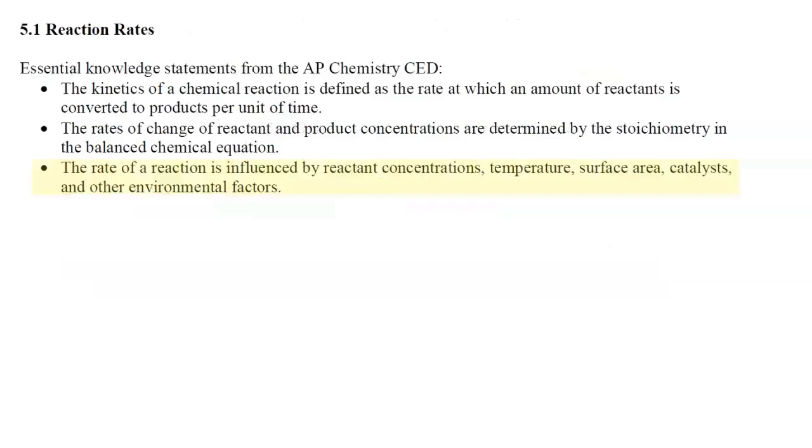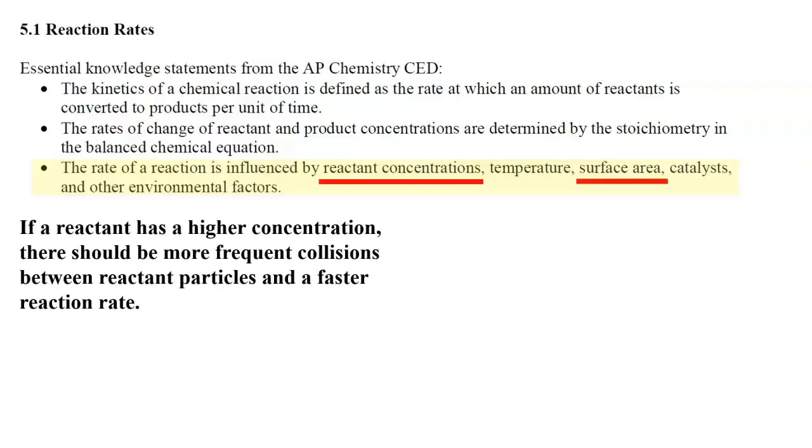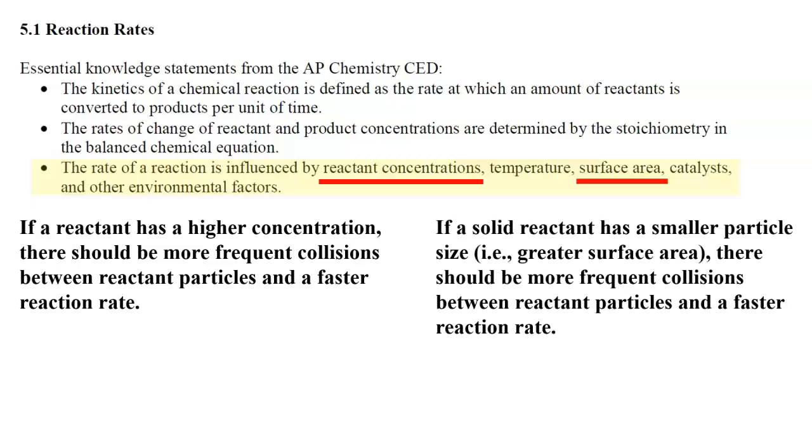So again, this is topic 5.1, reaction rates. We know that the rate of a reaction is influenced by things like reactant concentrations, temperature, surface area, and catalysts. And we're going to focus our attention on reactant concentrations and surface area. So if a reactant has a higher concentration, there should be more frequent collisions between reactant particles and a faster reaction rate. And if a solid reactant has a smaller particle size, that is a greater surface area, then there should be more frequent collisions between reactant particles and a faster reaction rate. So we're looking for greater surface area and higher concentration.